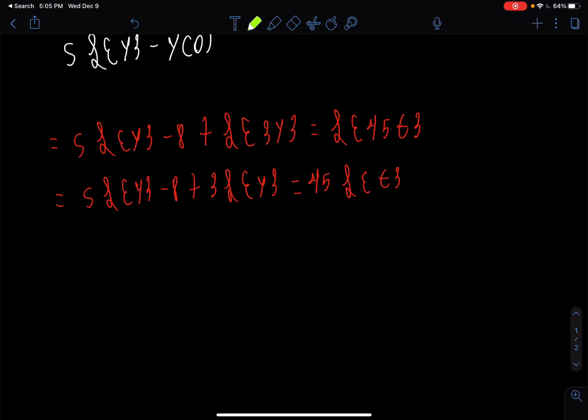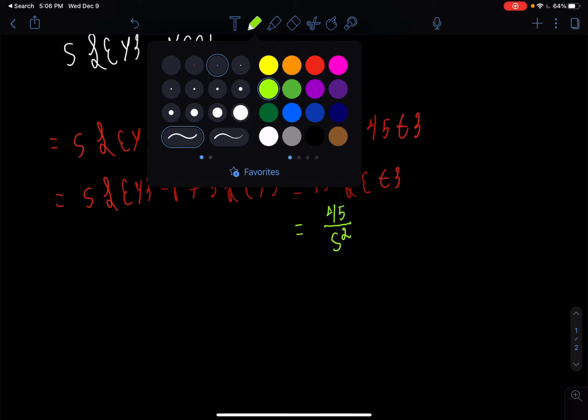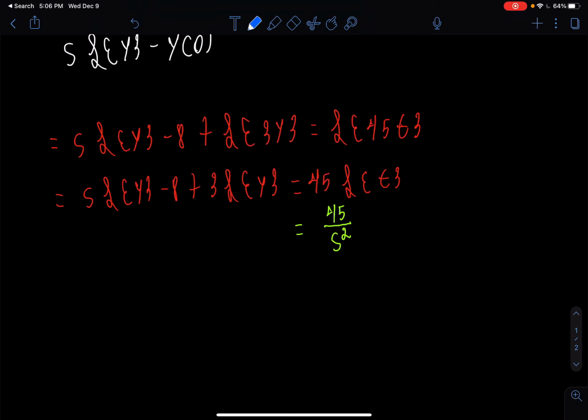Personally, I like to take care of that right side first. The Laplace transform of t is 1 over s squared. We have the constant outside, so this will turn into 45 over s squared. That will be the Laplace transform of the right side. Also right here we can do some manipulation. We see this negative 8 right here. I could just do plus 8 on both sides, bring this over, and that goes away.